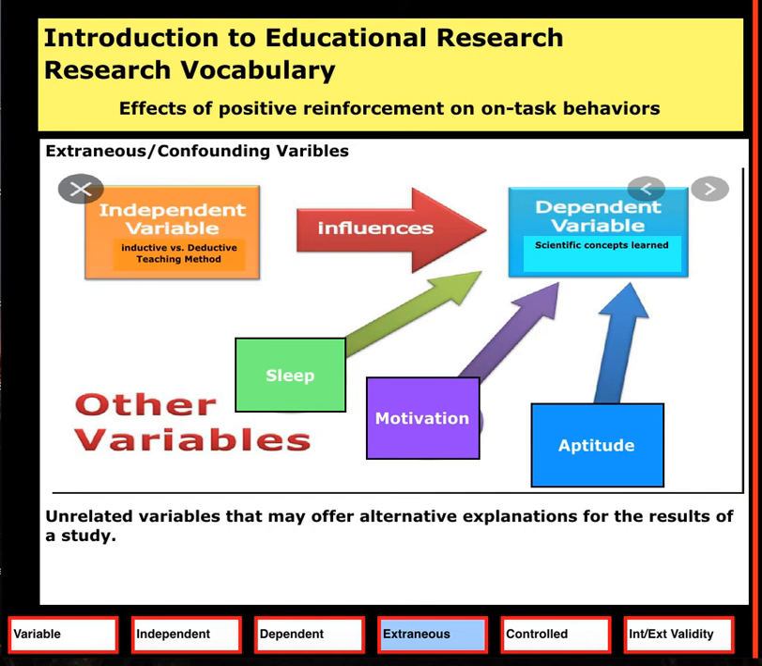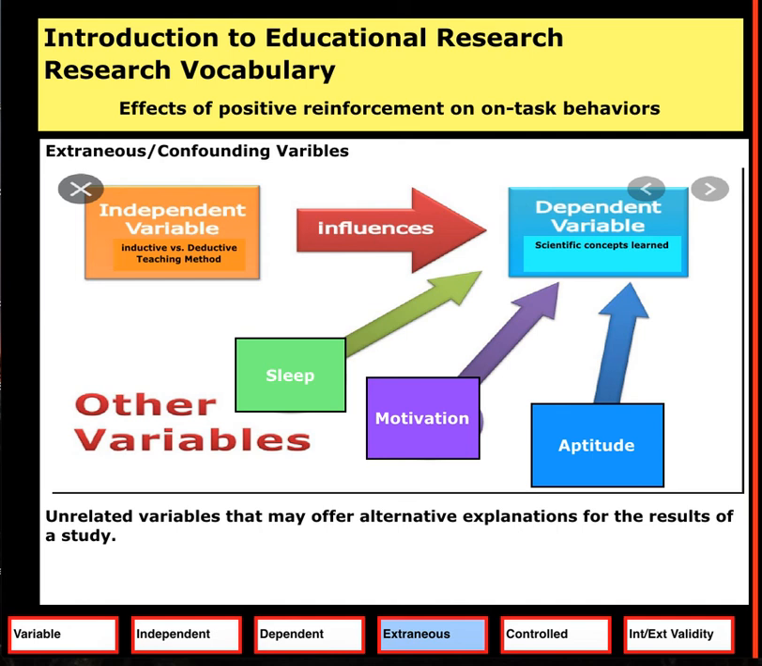In order to draw a conclusion as to which teaching method is most effective in students learning scientific concepts, we must rule out the possibility that the outcome is due to some extraneous, usually unmeasured variable. An extraneous variable is a variable that is not related to the purpose of the study, but may affect the dependent variable or what's being measured, in this case, the concepts that are learned.